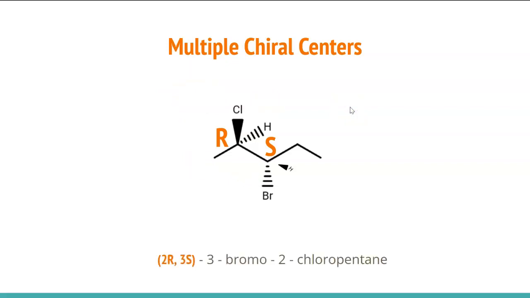Then you would just name as normal. The determination of your chiral centers goes just in numerical order. So we have 2R, 3S, but then you follow regular IUPAC rules for the rest of it. So this is 2R, 3S, 3-bromo-2-chloropentane due to alphabetization.